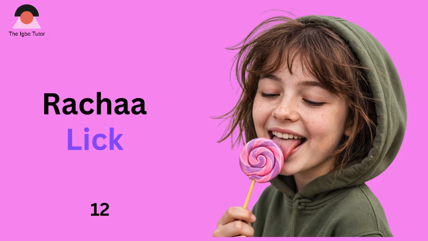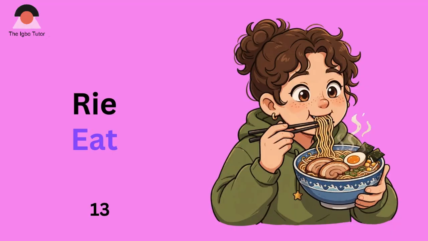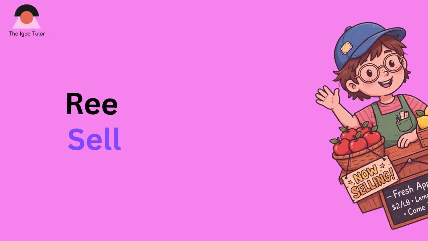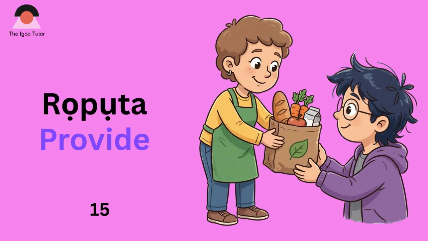Pute, sprout. 12, racha, lick. Racha, lick. Let's go. Number 13, rie, eat. Rie, eat. We go. 14, re, sell, as you sell commodities. Re, sell. Let's go.